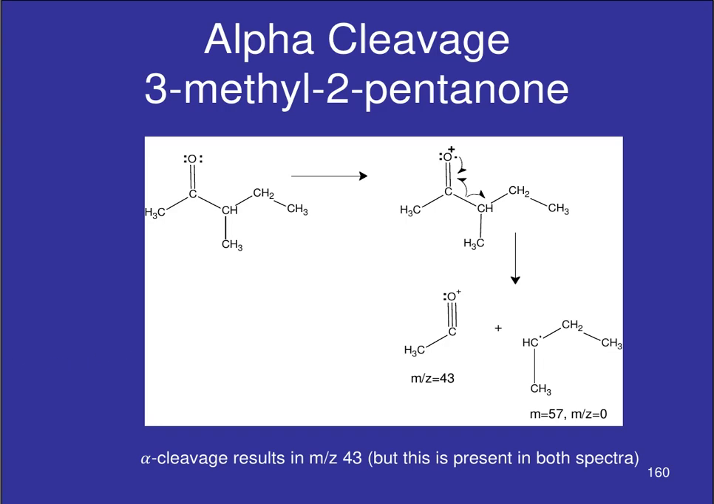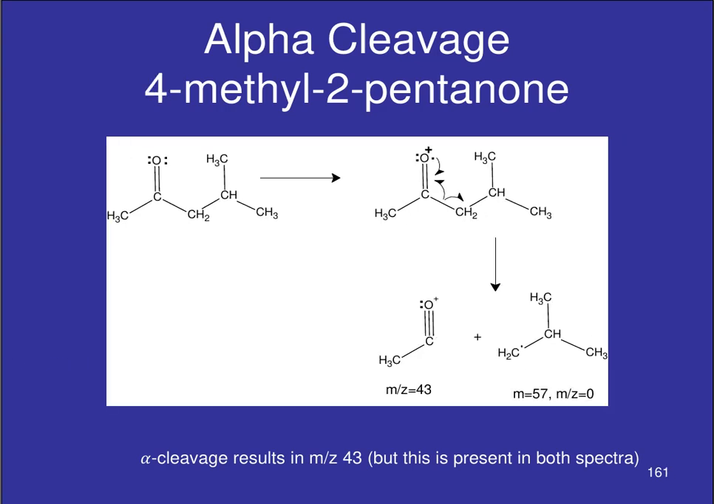Do we get the same thing from 4-methyl-2-pentanone? Yes, here's 4-methyl-2-pentanone. The methyl group's now here, but of course when you fragment it, you get that m/z of 43, and you get a radical which has no charge, and so will not appear on the mass spectrum. So alpha cleavage gives rise to m/z 43, but it is present in both spectra, so alpha cleavage is not going to help you identify which compound is which.